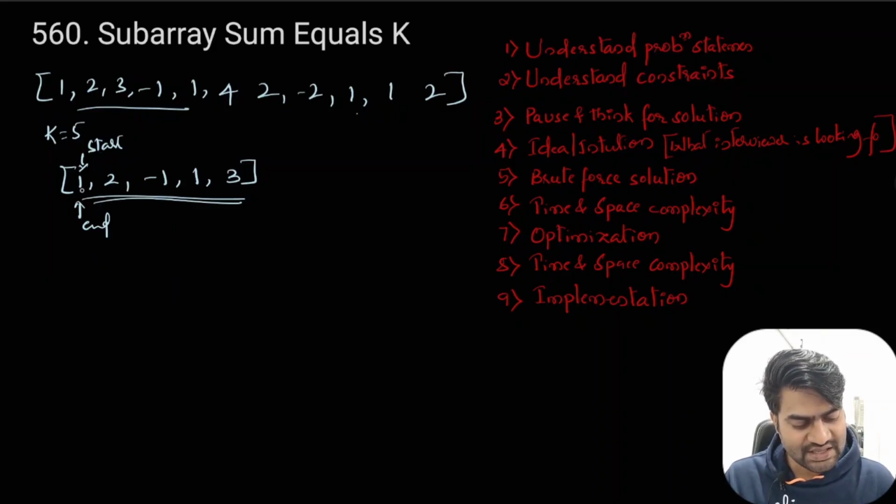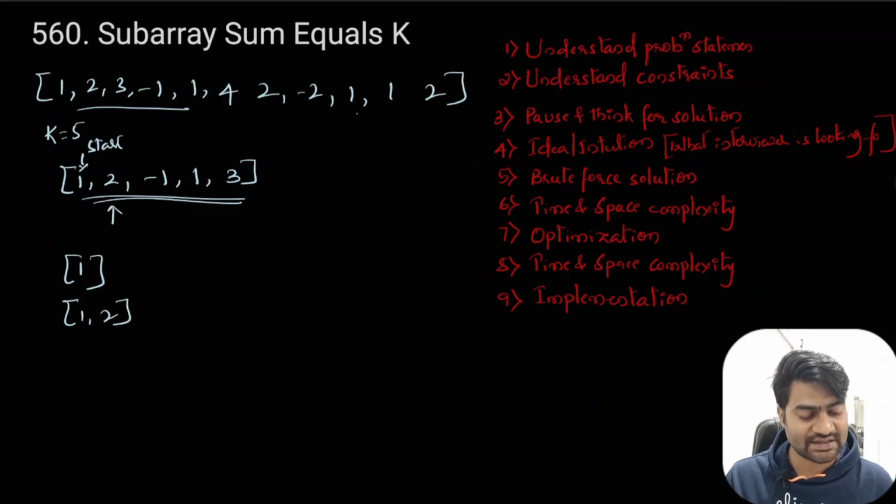So if you see, now 1 is our subarray. If this particular pointer moves to the next number, then we get 1, 2, and this is another subarray. Now I will move this to the next number, so I will get 1, 2, minus 1, and this is another subarray.